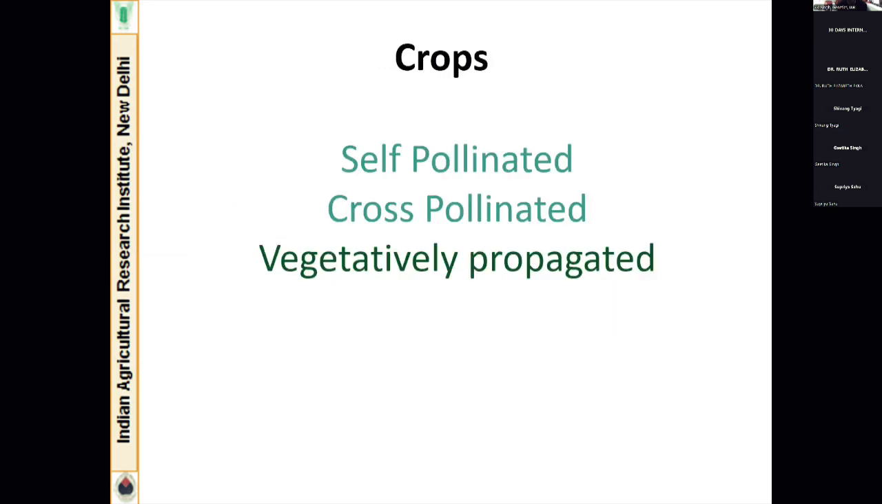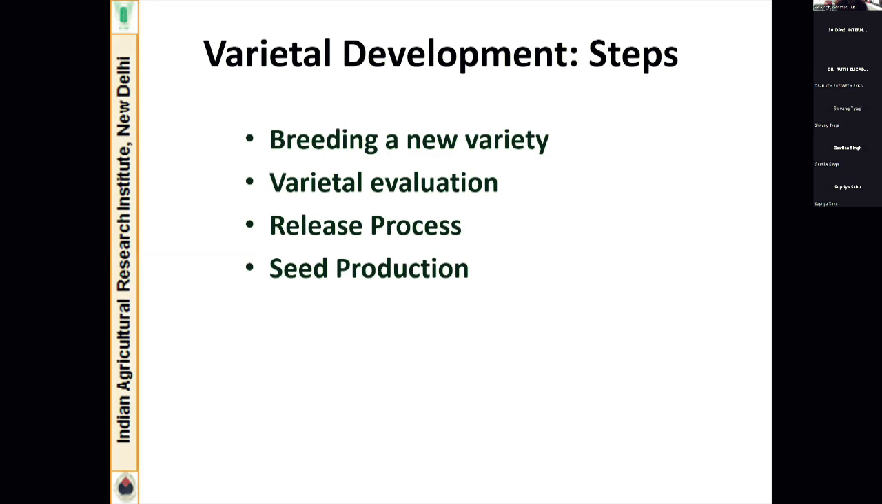As we know, in crops there are three types of crops: self-pollinated crops, cross-pollinated crops, and vegetatively propagated crops. In any varietal development program, these are the four steps: breeding a new variety using different breeding methodology, varietal evaluation under a CRIP system, release process, and seed production.